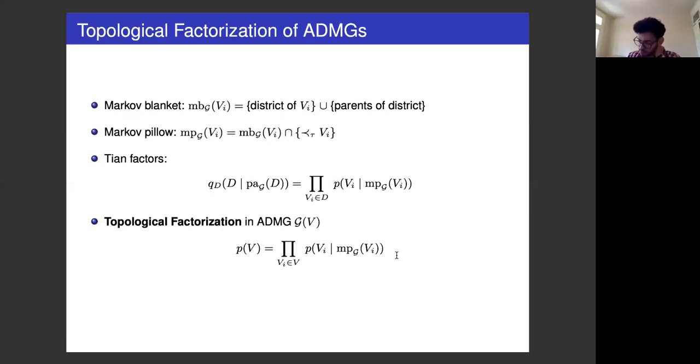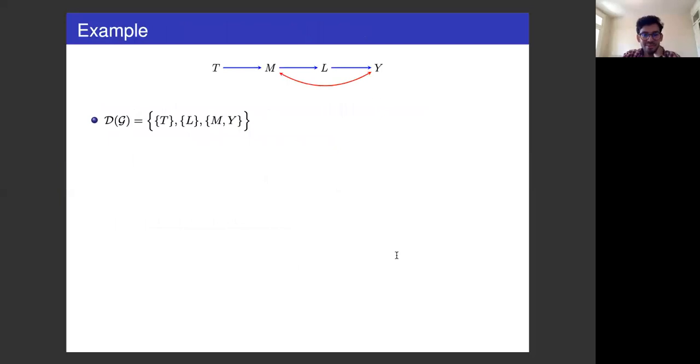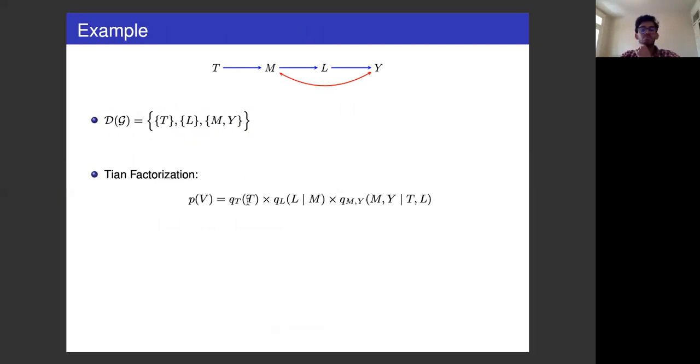All right. To make it more concrete, let's go over a very simple example. Consider this ADMG. The districts are the singleton T, the singleton L, and M and Y together because they are bidirectedly connected. The Tian factorization, as we said, is a product over the kernels. So it's the kernel of T given the parents of T, which is M, the kernel over L given the parents of L, which is M, and a kernel over M and Y together because they are one district, given the parents of the district, which is T and L.